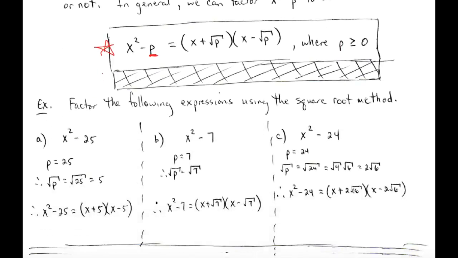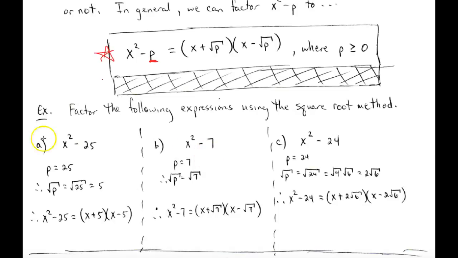So, some examples. If we have x squared minus 25, then our p is understood to be 25, and thus the square root of 25 is 5. So using this formula of x plus square root of p times x minus square root of p, our answer just ends up being x plus 5 times x minus 5. This is the example where the number p is actually a perfect square. Okay.